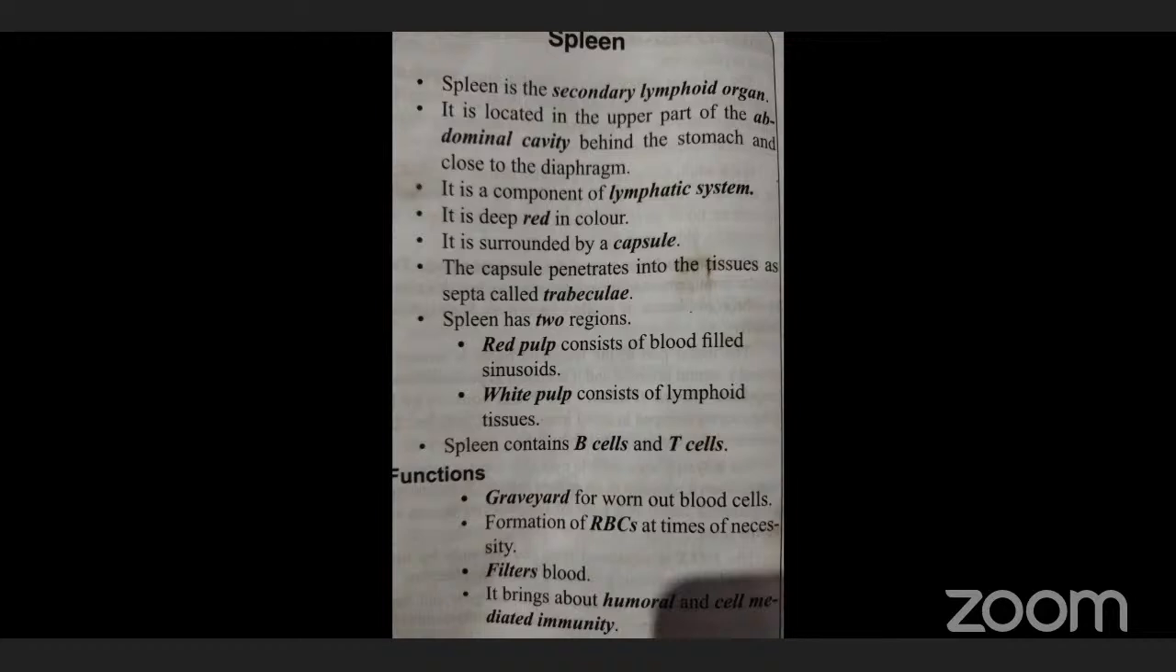The white pulp consists of lymphatic tissues. The cellular arrangement of the white pulp was first described by Malpighi, hence it is also known as Malpighian follicles. That is an important question. The white pulp of the spleen is also known as the Malpighian follicle.